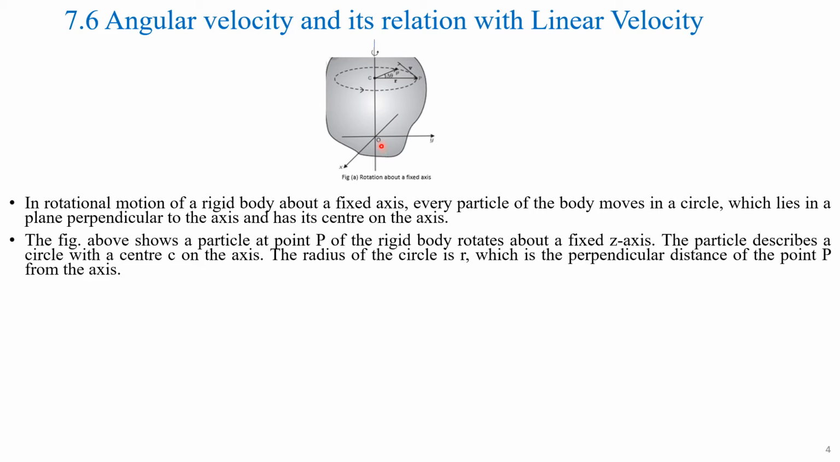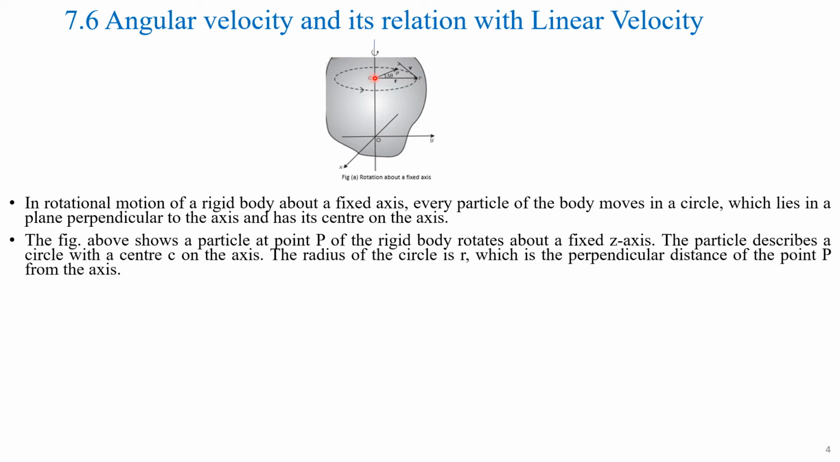The figure above shows a particle P of the rigid body which rotates about the fixed axis, that is, the fixed axis is Z. So please note here how to draw this diagram. First draw three coordinates, coordinate X, coordinate Y and coordinate Z. All the three are mutually perpendicular to one another and meet at the origin O, as shown in the diagram.